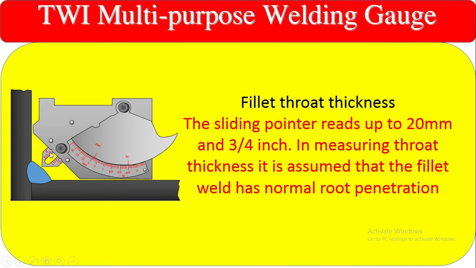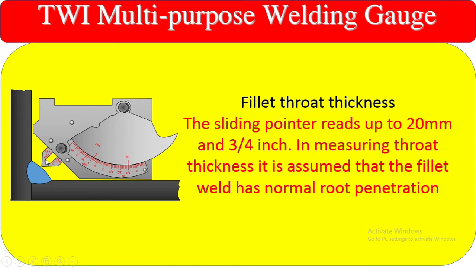How you have to check the throat thickness: when you check, you can assume that the fillet weld has normal root penetration. So you see here, this is one. Now when you check that area, you can find out, then it can push light back and forth, so we can understand the fillet throat thickness, how much it is coming from here. You see, for 15, and here you can understand 17.